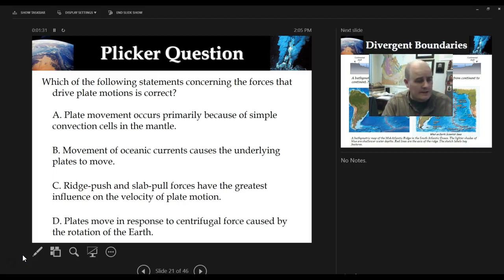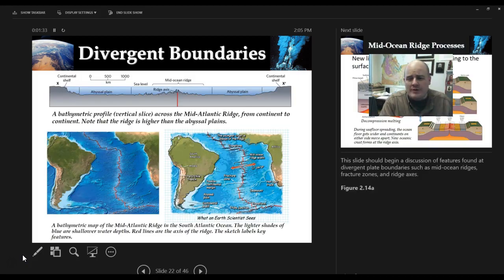Okay, so let's go through each of these boundaries a little better to understand what's going on here. We're going to first talk about divergent boundaries and the different types of divergent boundaries. The first one we're going to focus on is a divergent boundary within an ocean. These are the simplest ones for us to understand. This is the one that's off our coast.